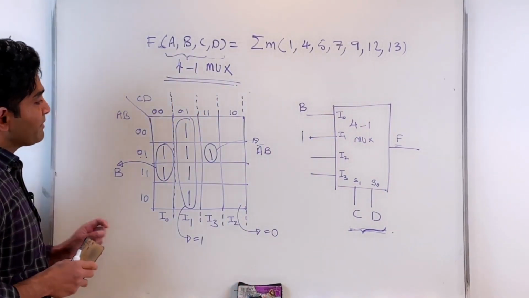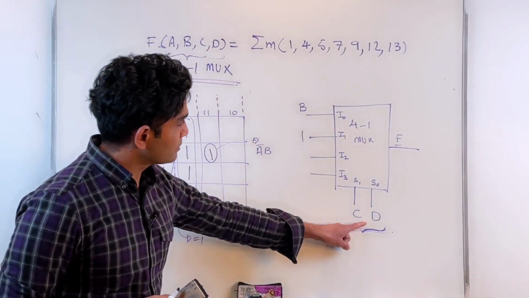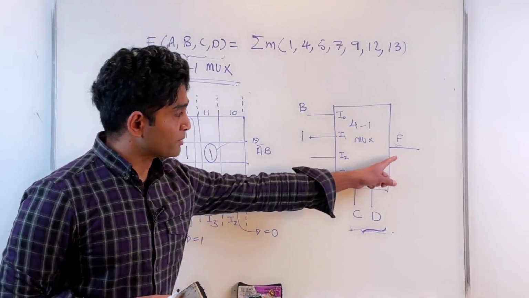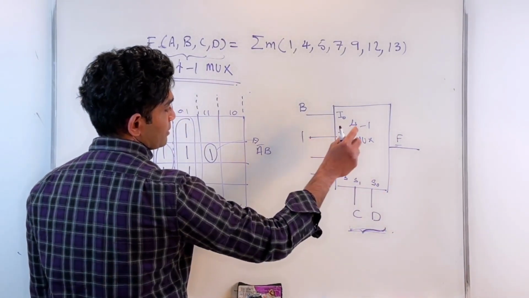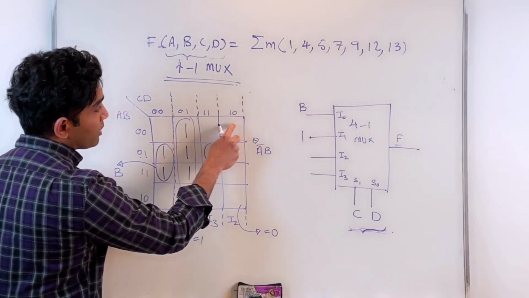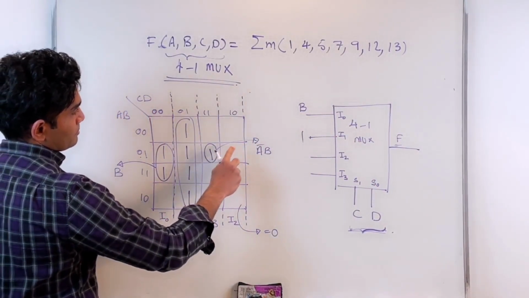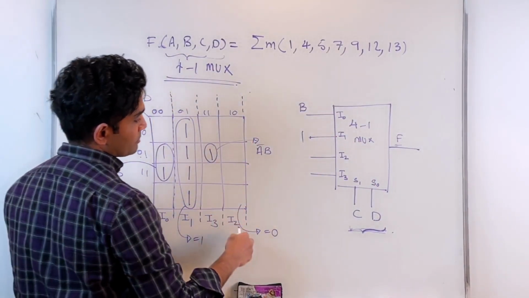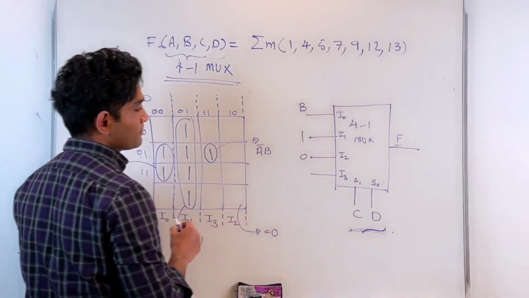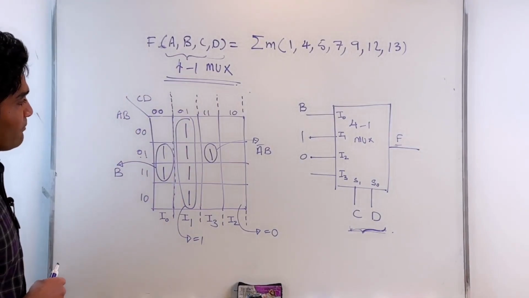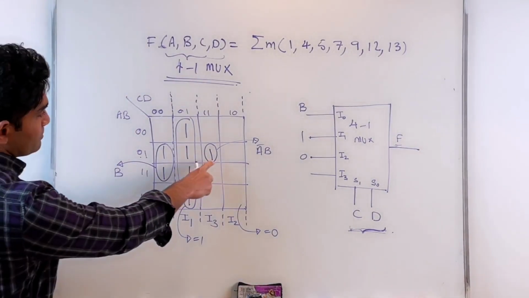In other words, if I fix my CD to be 0, 1, then my function is basically 1. Right? If I fix my CD to be 1, 0, my function is basically 0 or ground. And finally, we have I3, which is this one.